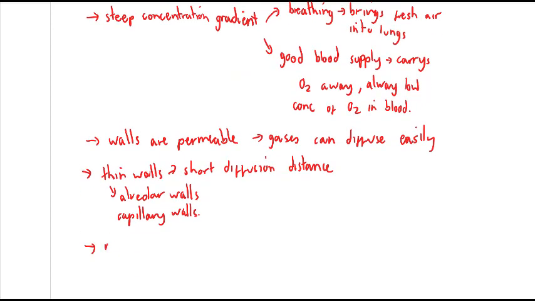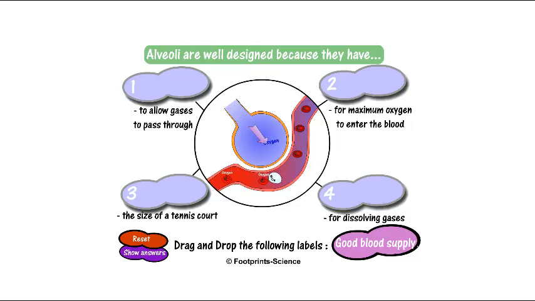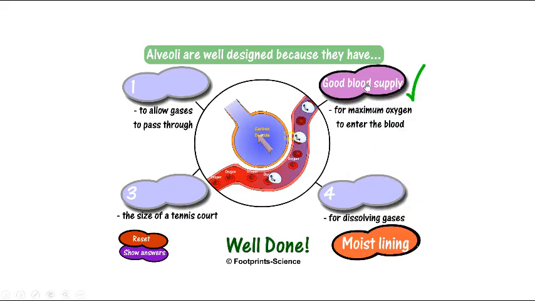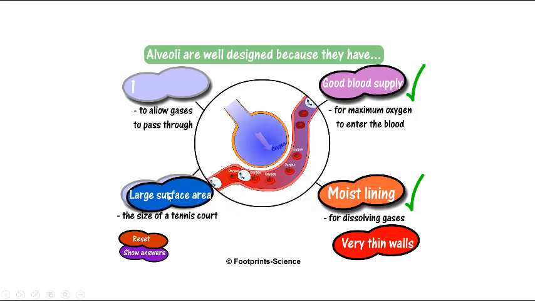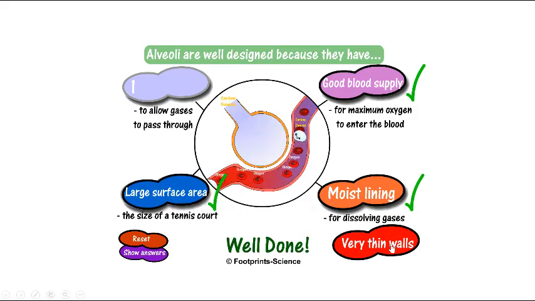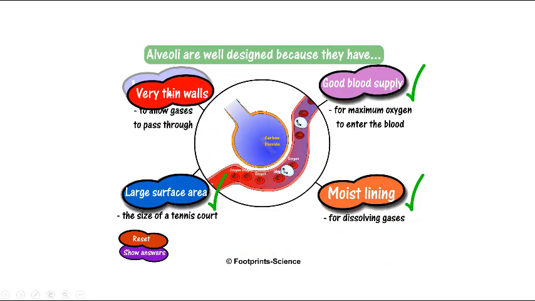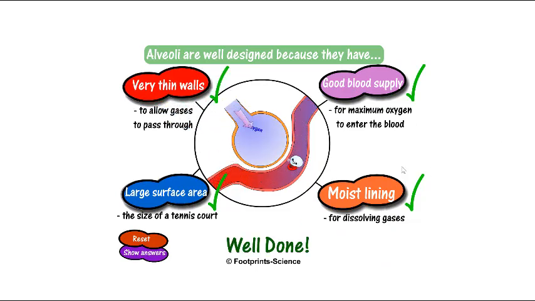And the final one then is having moist walls, which allows the gases to dissolve before they diffuse. Now, just to tie all that together, alveoli are well designed because they have a good blood supply, which maintains a steep concentration gradient, a moist lining to dissolve the gases, a large surface area, which helps the speed of diffusion, and they've also got very thin walls, which allows gases to pass through.